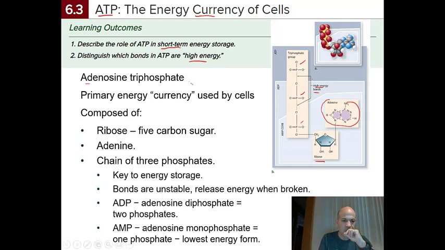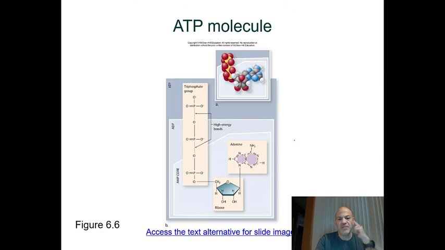Okay, so this is just a description of, and a review really of, what ATP was. Ribose, your sugar, adenine, and then your phosphates. If you break off one of them, then you have ADP, which stands for diphosphate, and if you break off a second phosphate, then you have adenosine monophosphate, which is the lowest energy form. So the most energy is when you have ATP. ADP has lower energy, and then AMP the least amount. Okay, so that's just a picture of the molecule again.